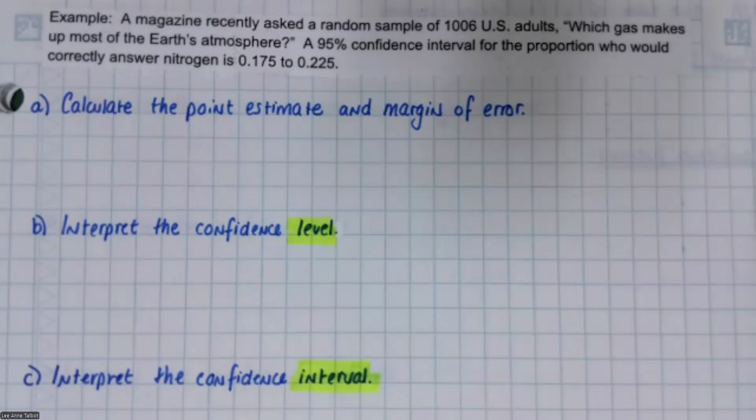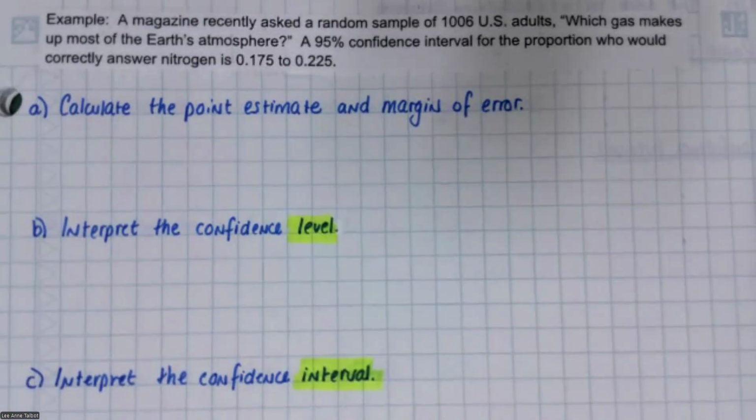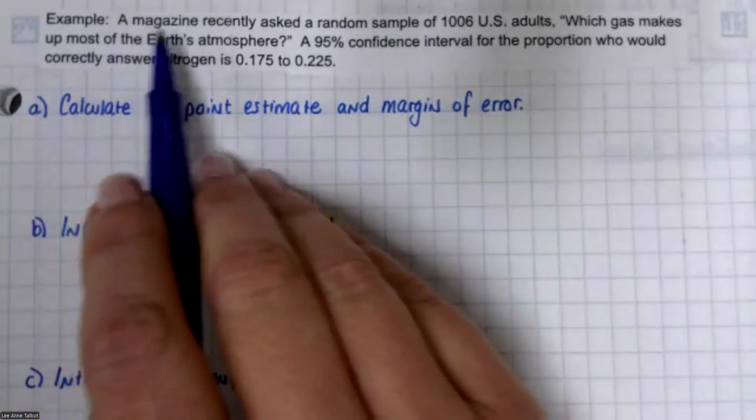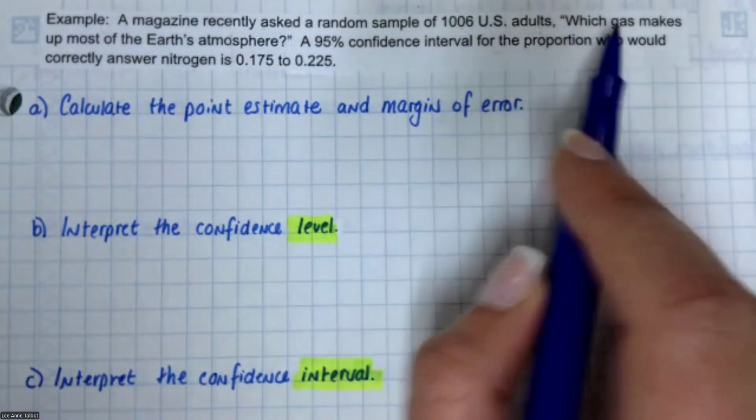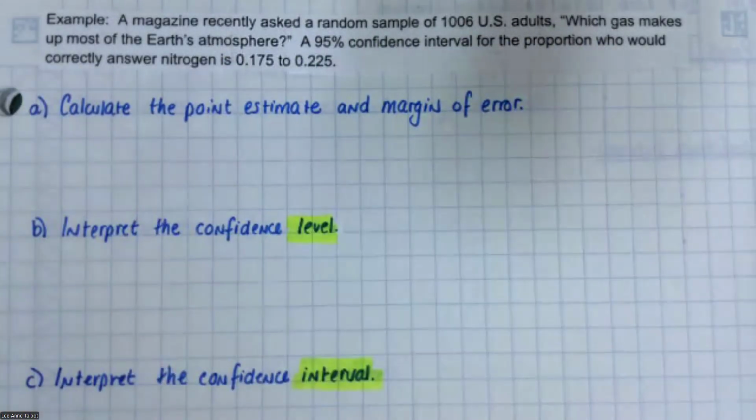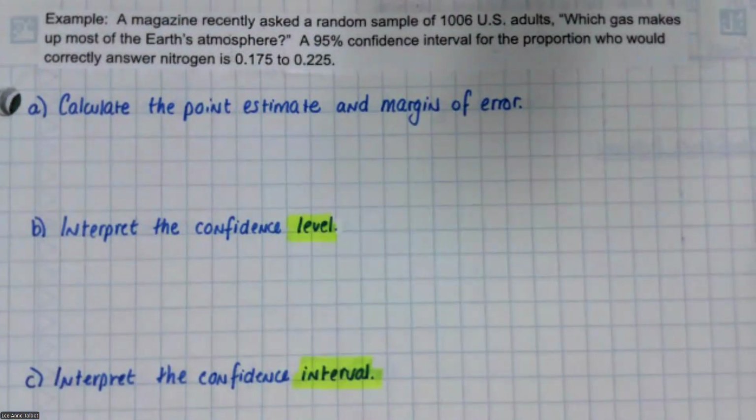Okay, you guys, let's finish this up. Okay. A magazine recently asked a random sample of 1,006 US adults which gas makes up most of the Earth's atmosphere. By the way, it's hilarious if you ever watch a video of people getting asked this question. Like nobody knows. Nobody knows the actual answer.